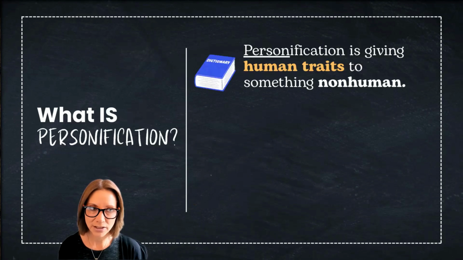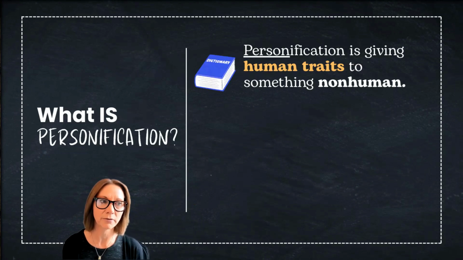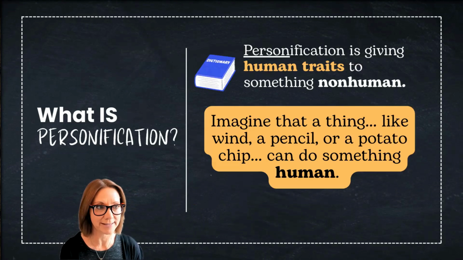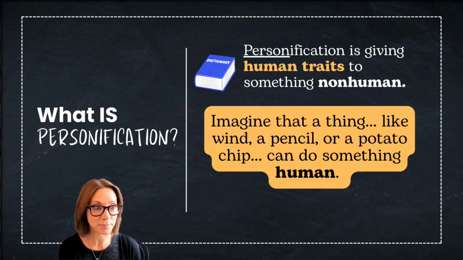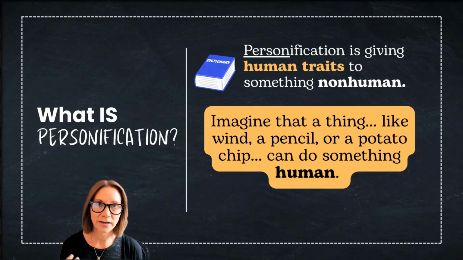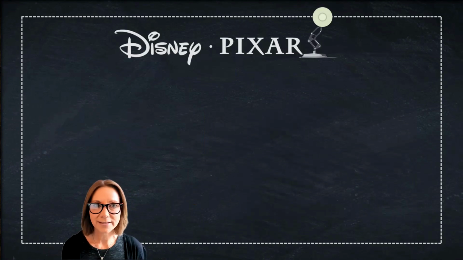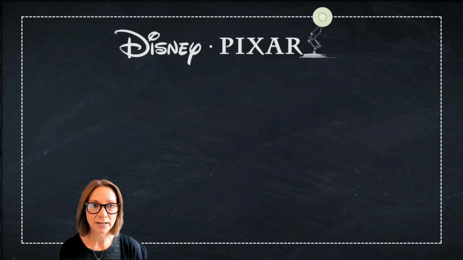Personification is, according to the dictionary, giving human traits to something that is non-human. So I underlined the word person in personification so that it reminds you that you're giving it human traits. So you think of a thing, like it could be wind or a pencil or potato chips, and have it do something human. Now, oftentimes when we think about objects doing human things, we think about movies, like Disney movies or Pixar movies, right? Oftentimes that's what they use for their storylines.